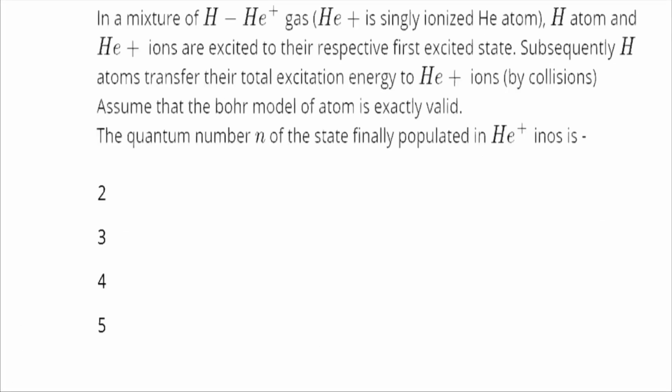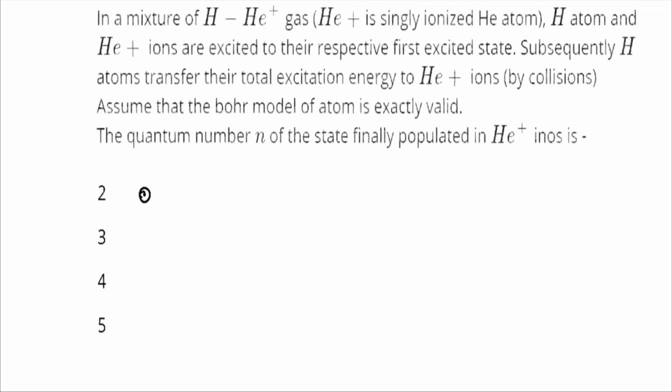Hello students, our question is: in a mixture of hydrogen and helium positive gas, helium is a singly ionized helium atom. H atoms and helium plus ions are excited to their respective first excited state. Subsequently, H atoms transfer their total excitation energy to helium plus ions by collisions. Assume that Bohr's model of the atom is exactly valid. The quantum number n of the state finally populated in helium plus ions is.